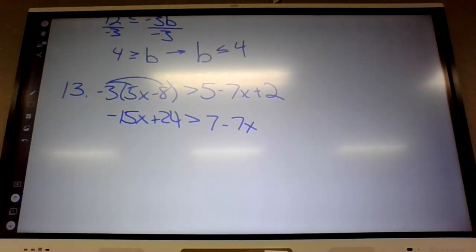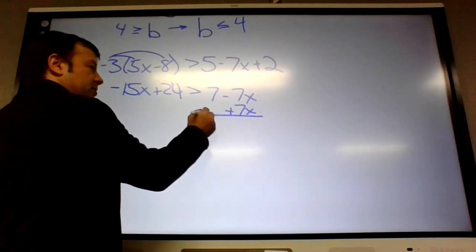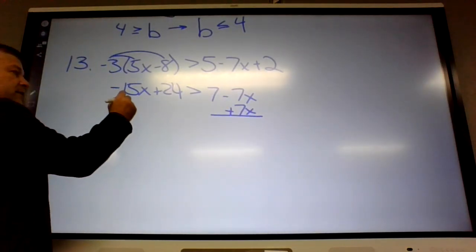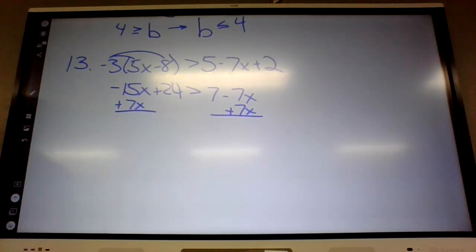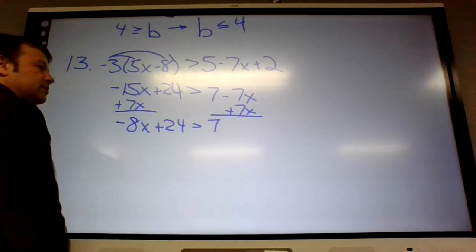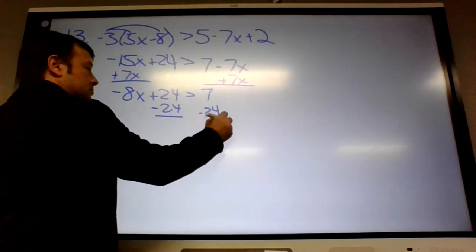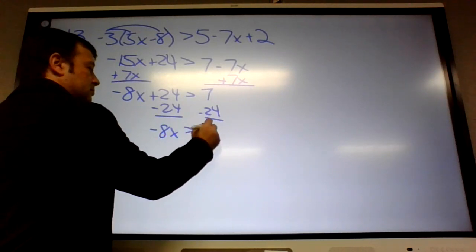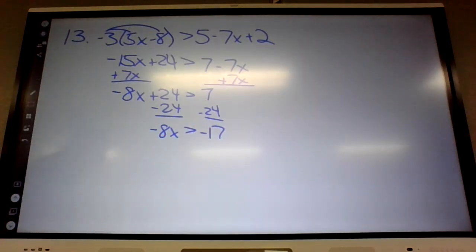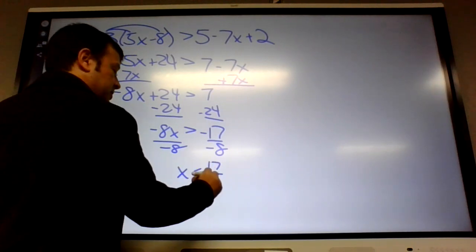Now, if we have x's on both sides, we want to get rid of them on one side. You could do either the 5x or the 7x, but adding 7x will get rid of the minus. Then you would subtract 24. There's a lot of fractions on these. Not a ton. Okay, divide by negative, so the inequality is going to switch.